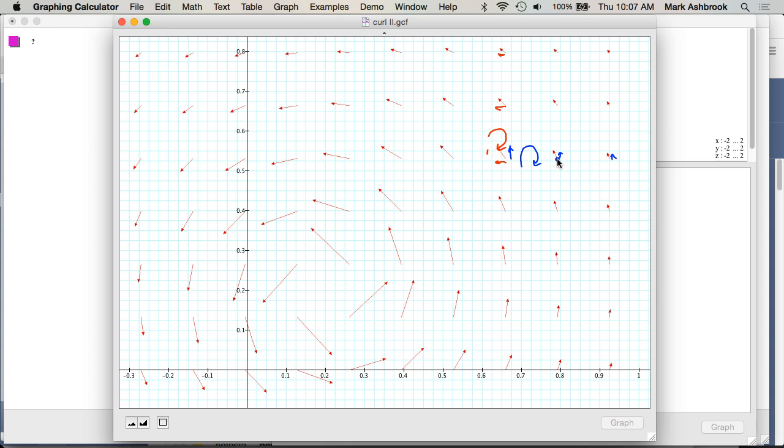So you're trying to say, is the curl positive everywhere? Is the curl negative everywhere? Or does it depend on the location? Or is it zero everywhere? You're doing your best to kind of put that together.